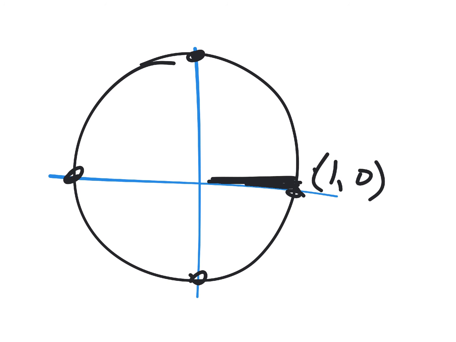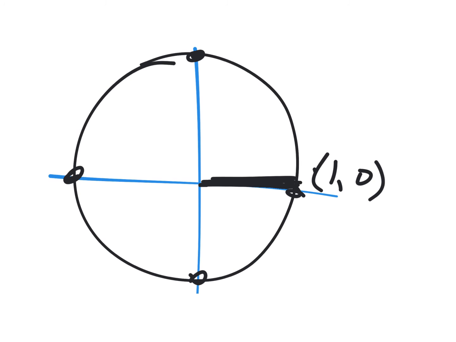And this spot is at 0 degrees. What's the sine of 0 degrees? Which letter is it? Sine is what? Y. Sine is y. So what's the answer? 0. Sine of 0 is 0.